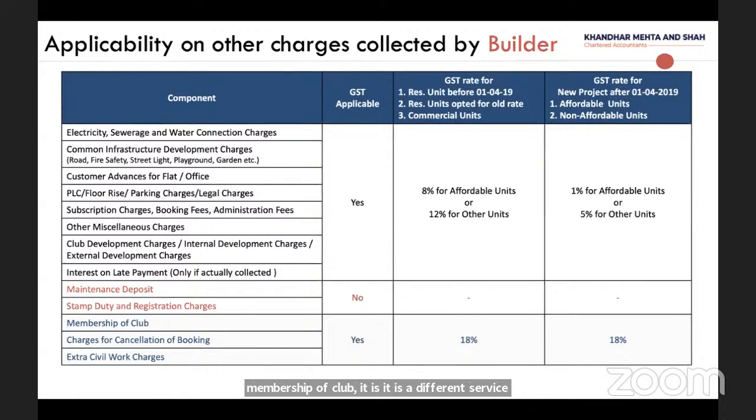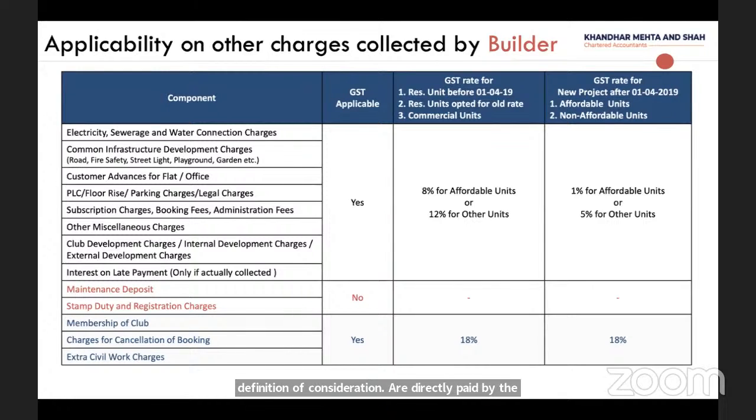Maintenance deposit, obviously, deposit is not to be taxed, as it is clearly excluded from the definition of consideration. Unless it is applied for the supply, it remains a deposit, so it would be excluded from the definition of consideration. Stamp duty and registration charges are directly paid by the customer to the government. So again, that is not the case.